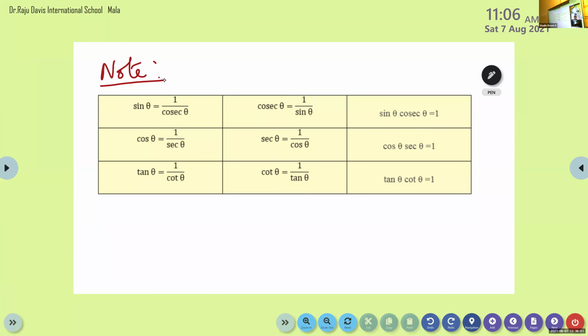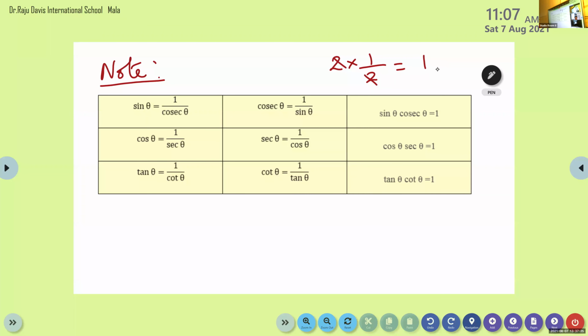Reciprocal of sine: sine theta we can write as 1 by cosec theta. Similarly, cosec theta is 1 by sine theta. So whenever we get the product of sine and cosec, it is always 1, because they are reciprocals of each other, like with numbers: 2 into 1 by 2, the 2s cancel, and it is 1.